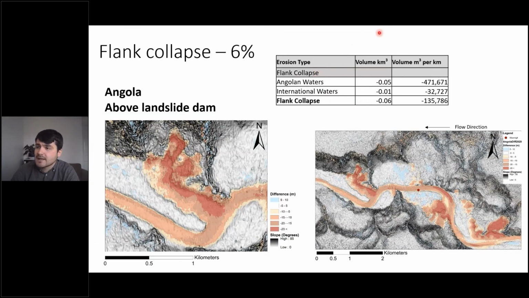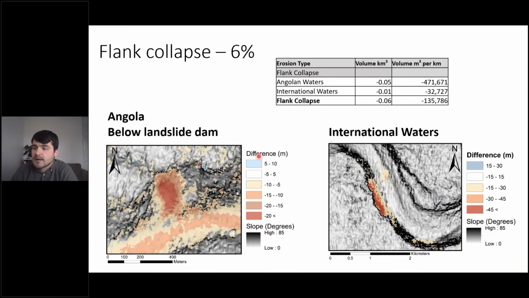And then flank collapse represents roughly 6% of the total amount of erosion seen in the Congo Canyon. Above the landslide dam I mentioned earlier, you specifically have these cauliflower-shaped flank collapses, which appear to be associated with an undercutting of the channel floor below. And then below the landslide dam, you have less frequent and smaller landslide flank collapses.